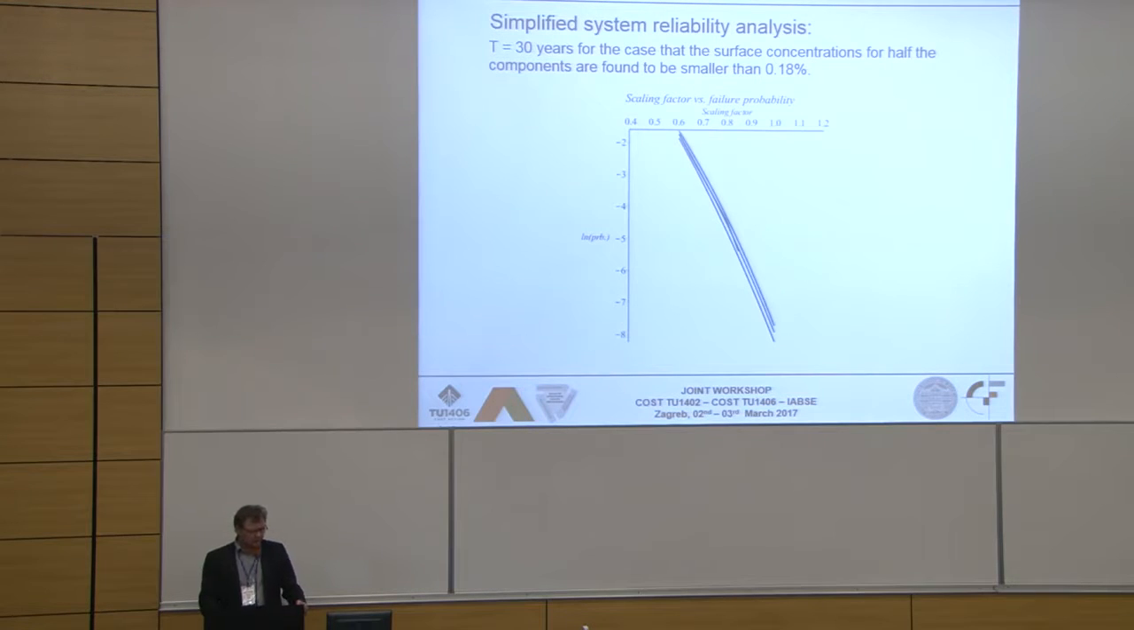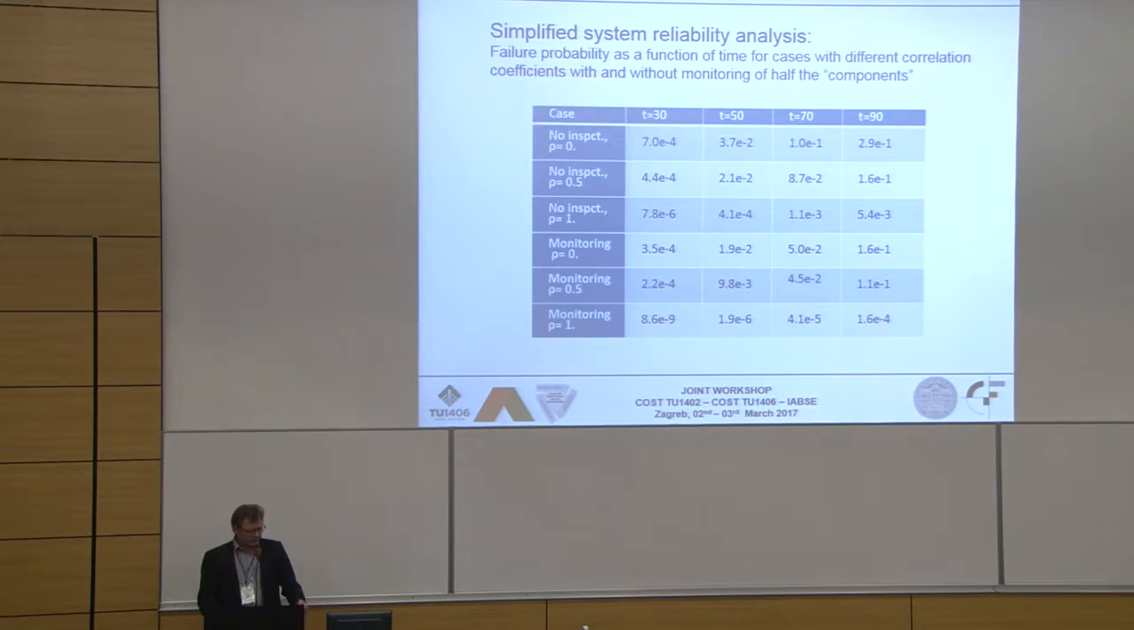Also, we can look at having a more strict criterion for the observed surface concentration, 0.18, and we see that now we get smaller failure probabilities because you know the concentration is smaller than for the previous case. Then we can look at the system reliability analysis, and this is now as a function of time.